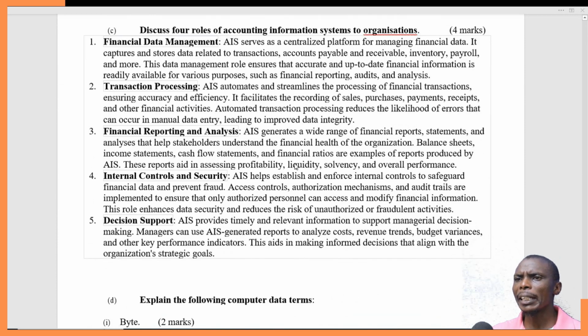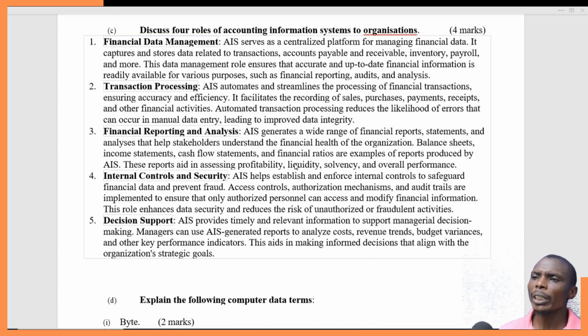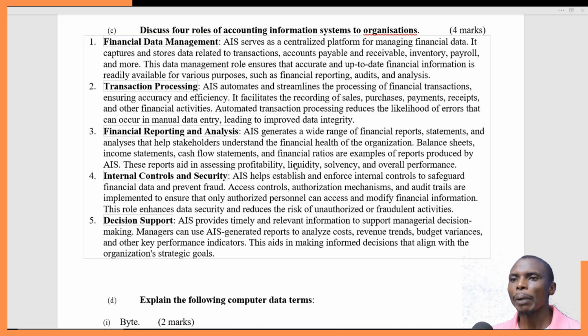Then the C part was saying, discuss 4 roles of accounting information system to an organization. So the accounting information system will help in financial data management. This helps to capture and store data related to transactions, accounts payable, accounts receivable, to keep inventory, to keep payrolls, and many other things that it can do. So it will ensure that accurate and up-to-date financial information can be read and used for any other reasons by the accounting department.